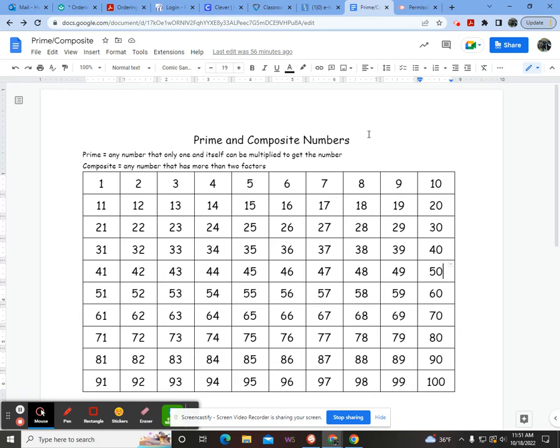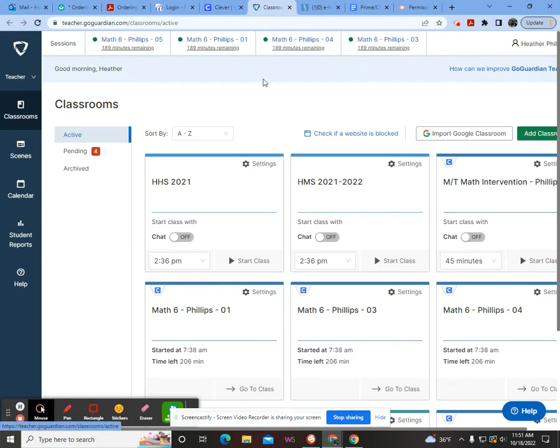You're going to be using your computer and your notebook kind of together today. So, when you're in your agenda, I need you to click on the prime and composite assignment. I'm going to pull up GoGuardian real quick so I can show you how to look at this from a computer perspective.